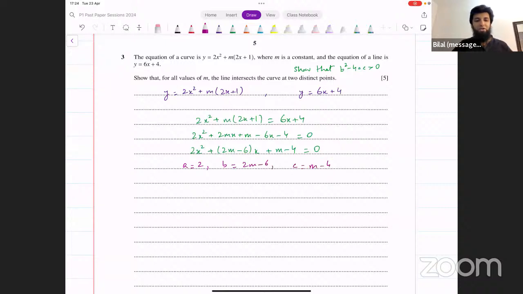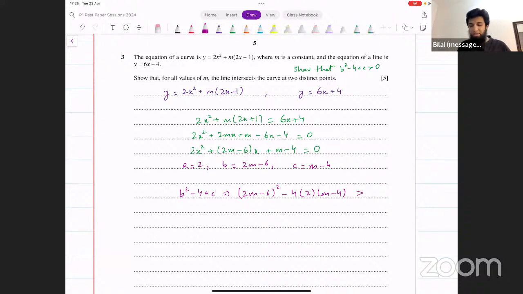What we need to do is we need to show that b square minus 4ac is greater than 0. Let's find b square minus 4ac and see what that is. b square minus 4ac in this case, that's going to be 2m minus 6 whole squared minus 4 into 2 into m minus 4. This is what b square minus 4ac turns out to be.